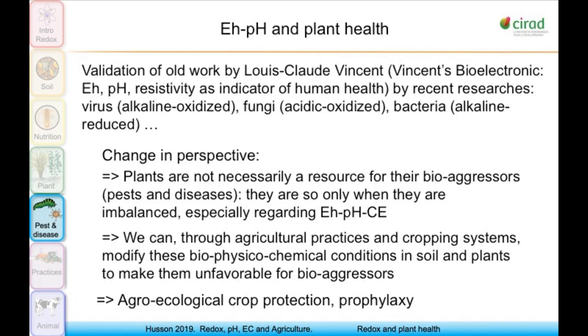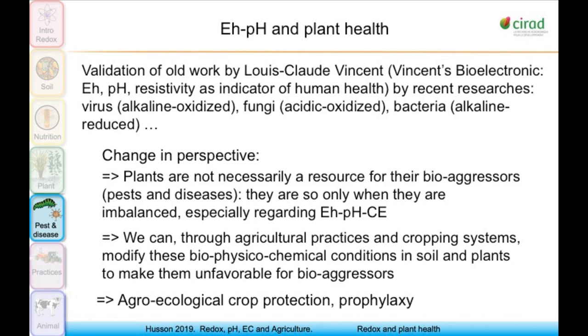We said that the plant will not necessarily be attacked by an insect or let the pathogen develop. It will be so only when the plant is imbalanced. And we can measure this imbalance through pH, redox, and we will add the electric conductivity, which is also related to it. The idea is to say that through the agricultural practice and the cropping system, we will modify EH and pH in the soil and in the plant to make them unfavorable for the development of the one we don't want. So we call this agroecological crop protection.